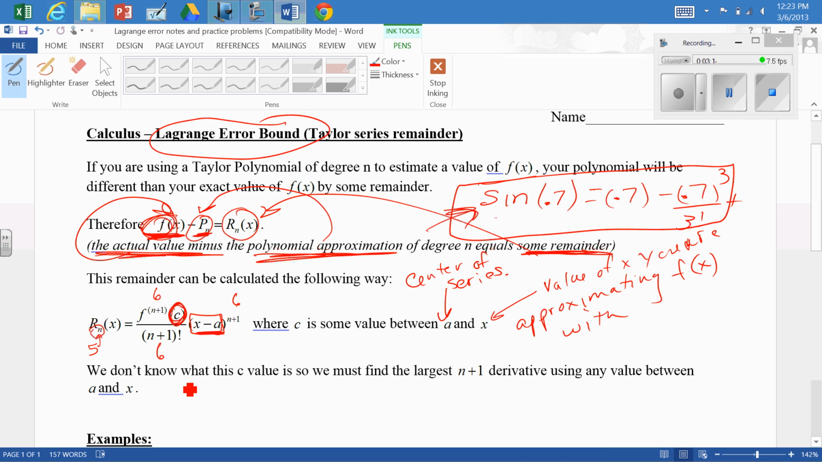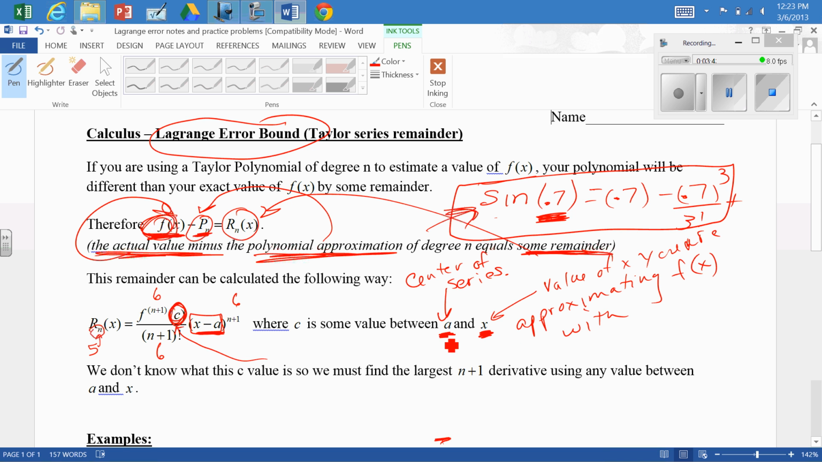Well, this c value that we're plugging in up here, we have to find the largest derivative between the value that we're plugging in for x, what we're trying to approximate, and the center. So we have to figure out which number will give us the largest derivative between a and x. So a is the center. A Maclaurin series, remember, is centered at 0. x is what we're actually trying to approximate. So in this case, it would be 0.7 we'd put in for x.